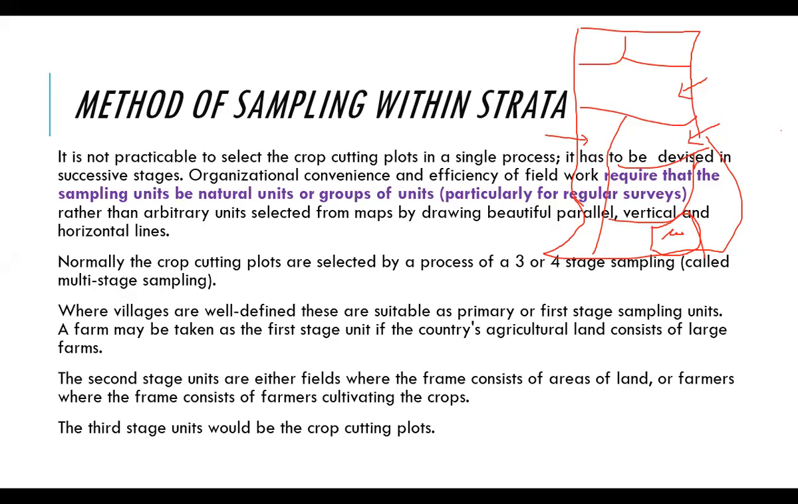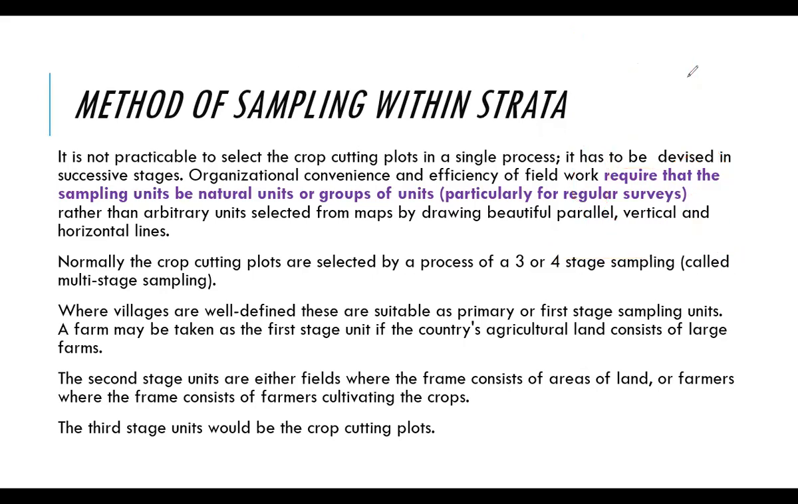So we can't, obviously, by what we've explained, just go ahead selecting crop cutting plots in a single process. It's not possible because already we have two phases of sampling which have been done. The first phase is stratification at the regional level, stratification at the district level. Then when we come to the district, this is what we are saying. Let me just demonstrate using a regional level. So at the regional level, let's say we have 3 districts within the region.